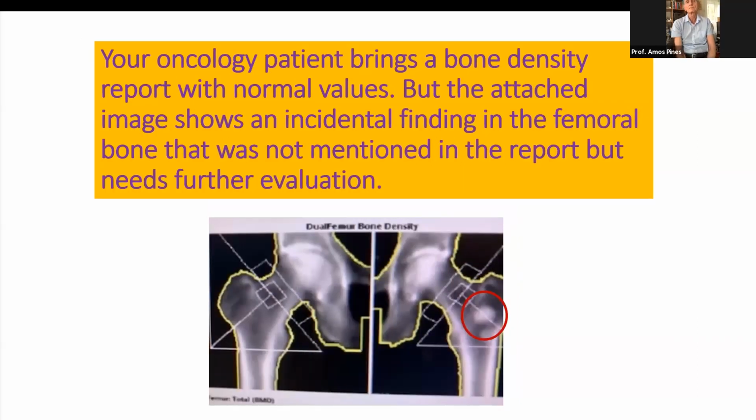Here is another example. On the right side, it's the left femur. Again, you have some kind of a focus, some kind of a round sclerotic area. This is an oncology patient. So if it's an oncology patient, you need to be sure that you are not viewing a metastasis. Perhaps the data is in the medical file, so the physician that gets the report knows that there are bone metastases. But sometimes, if you look at the medical file, there is no mention of any bone metastases. So again, an incidental finding that needs further evaluation. And these findings, by the way, are not rare, are very common.